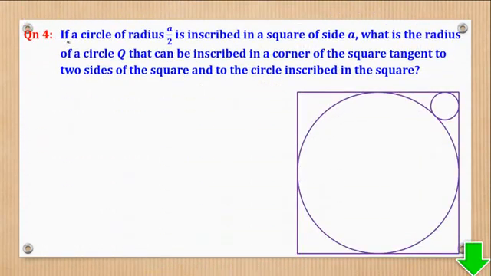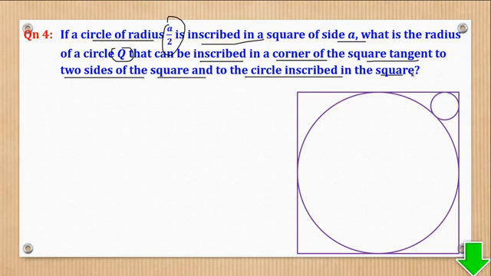Question 4. If a circle of radius A over 2 is inscribed in a square of side A, what is the radius of a circle Q that can be inscribed in a corner of the square, tangent to two sides of the square and to the circle inscribed in the square? The good thing is they have drawn it for us here. Now they want the radius of this circle.